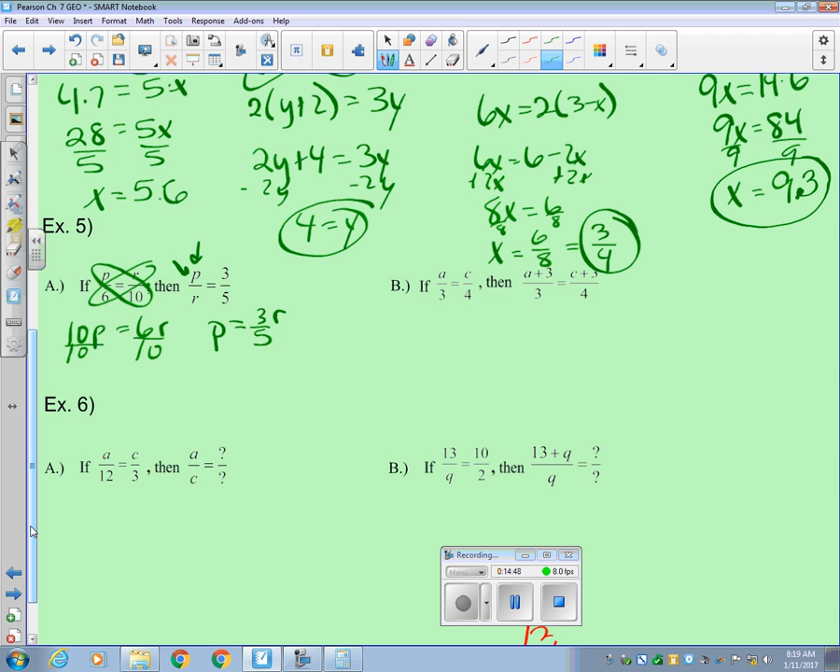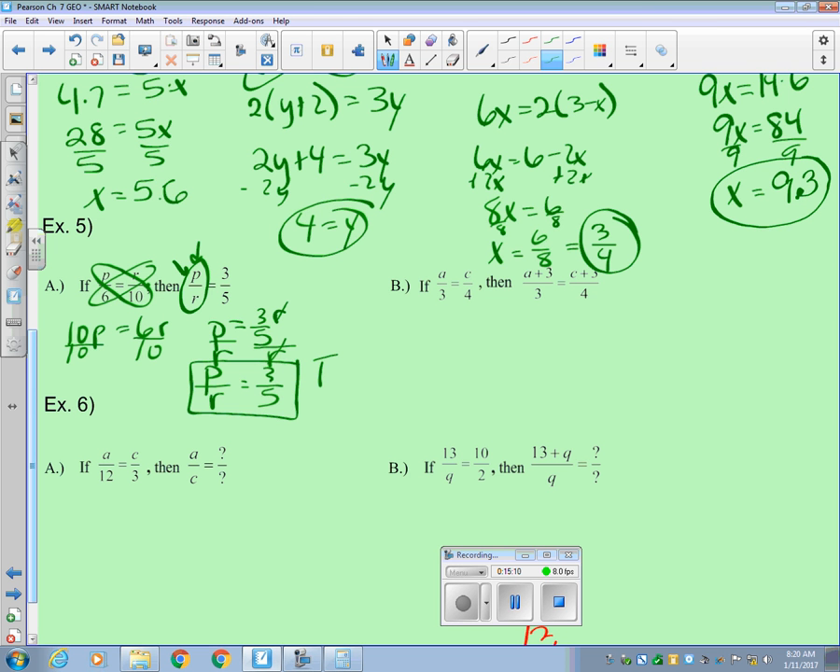Then I'm going to divide both sides by R because I want to get P over R. So then I get P over R equals, the R's cancel, 3/5. That is the same as my original statement, so we can say that it is true.